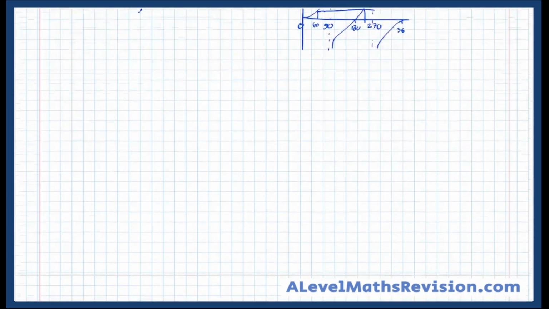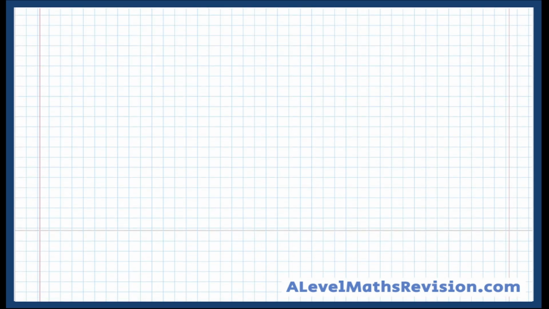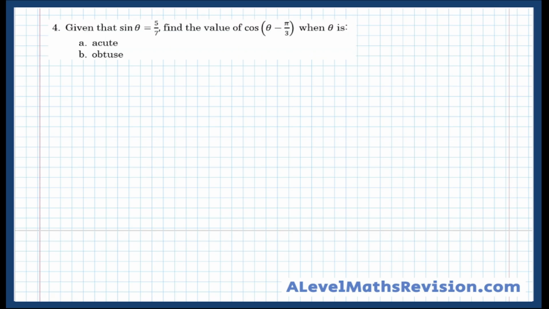So next we're going to move on to a final example. And these do crop up on exam papers quite a lot. It's finding one trig ratio given another. And here it is. It says, given that sine theta is 5/7, find the value of cos of theta minus pi over 3 when theta is acute and obtuse.